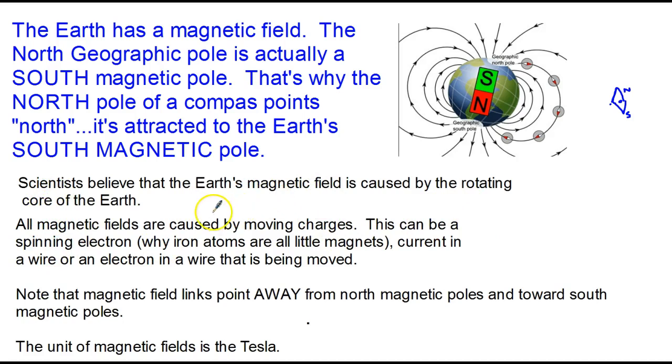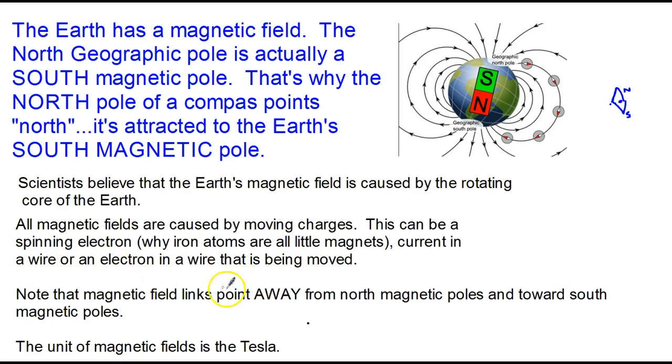It can be a spinning electron, which is why iron atoms are little magnets, a current in a wire, which is a moving charge, or an electron in a wire that's being moved. So if you physically move a piece of metal, you will generate a magnetic field.